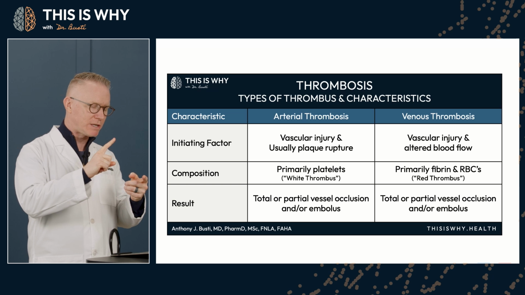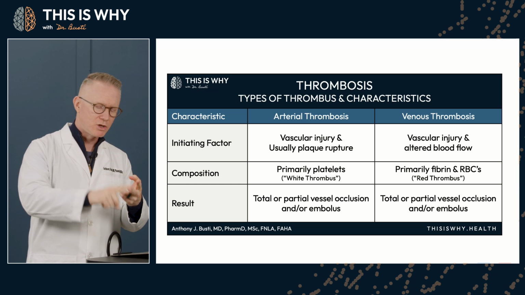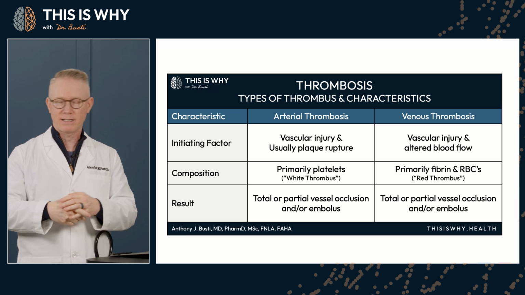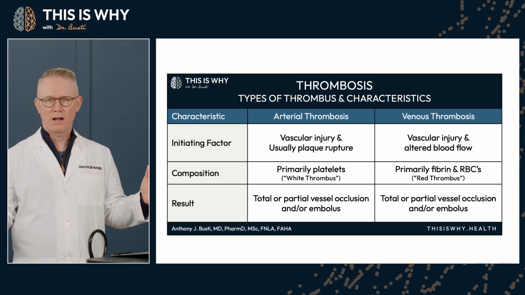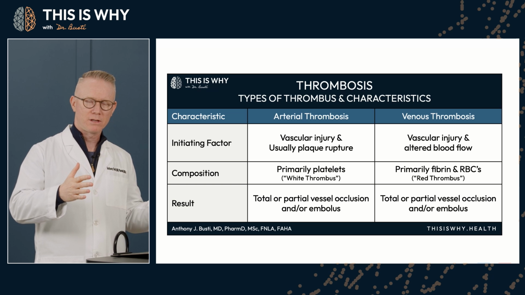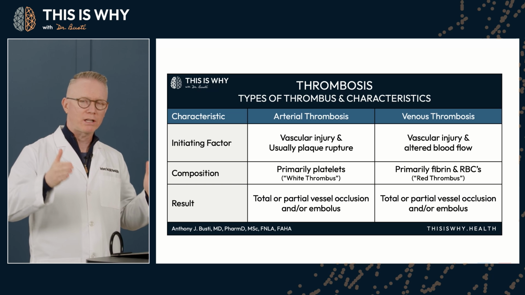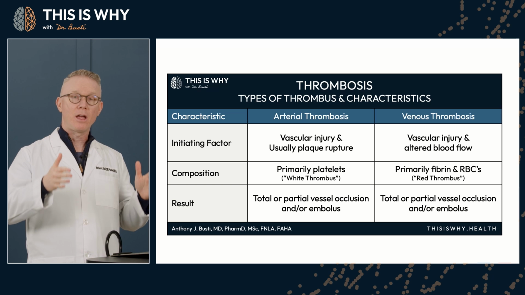And that's why patients will develop sudden onset of chest pain, shortness of breath, dyspnea on exertion, lightheadedness, dizziness, depending on the size of that. But that's a venous thrombus. So we're going to use drugs that target the coagulation cascade primarily.